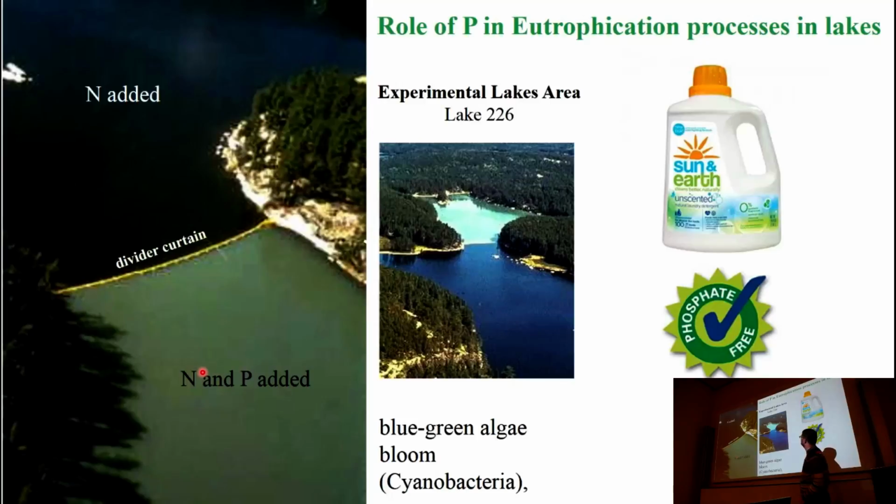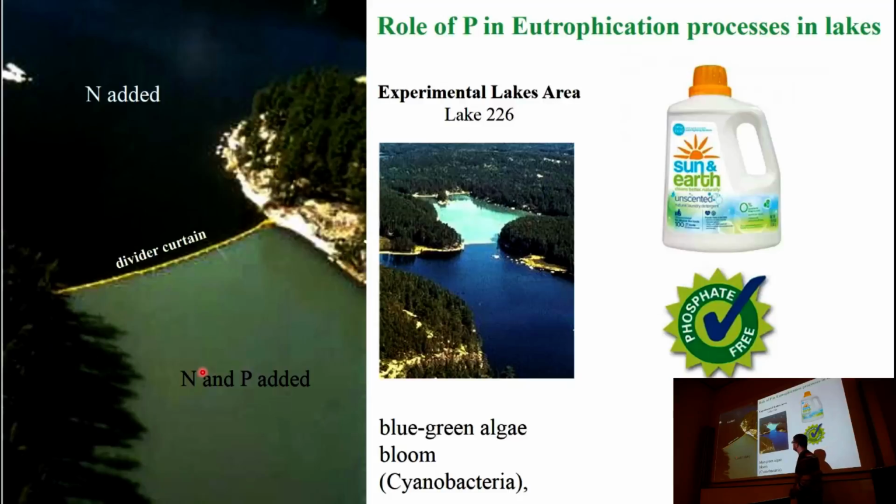So the Canadian government decided that they'd have this experimental lakes area. Because Canada's really, really big, if they start to do some experiments and playing with their lakes, no one will notice because no one ever goes there. It's really big. So this is lake number 226. That gives you an idea of how many lakes they had to play with.